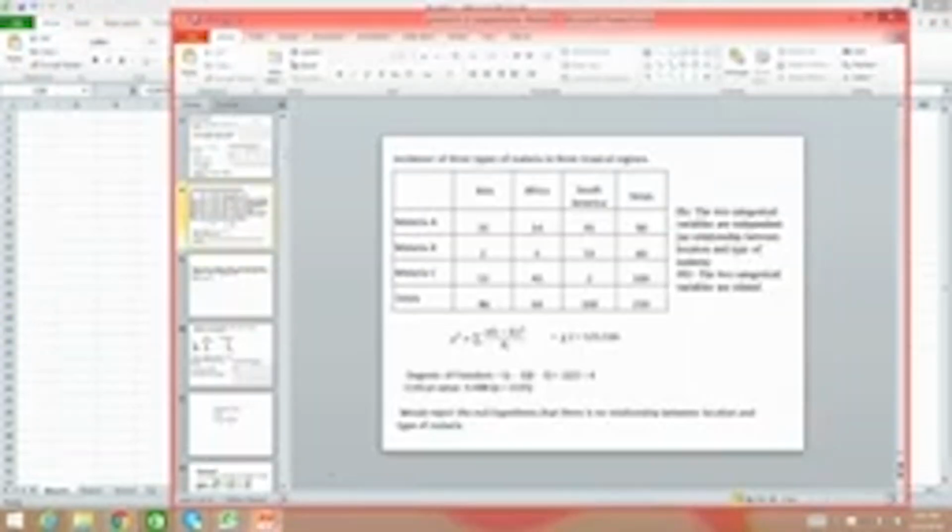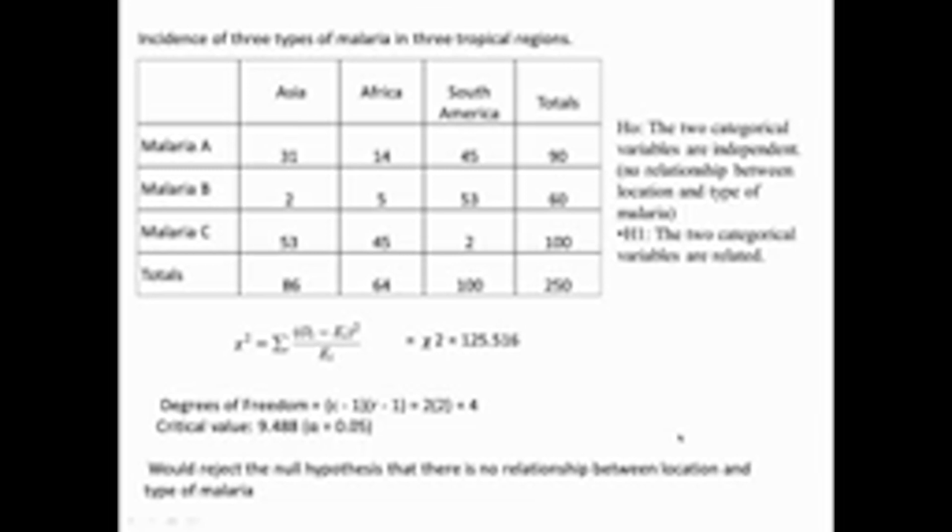Okay, so let us go back to our problem, and we will say we will reject the null hypothesis that there is an association between these two categories or parameters. Okay.